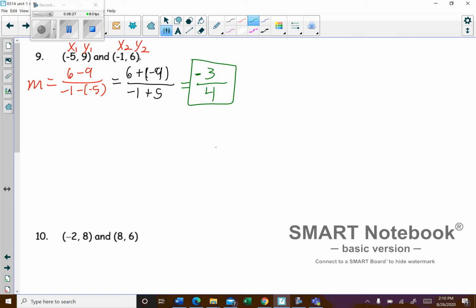Now I have to pick one of these points. It really doesn't matter which one you pick. If you want to pick the first point, that's fine. I'm actually going to pick the second point just because the numbers are a little bit smaller. -1 and 6 instead of having to deal with a -5 and a 9. Either way, you would get the same answer. So I'm going to go ahead and write down our formula. And then we'll start plugging in.